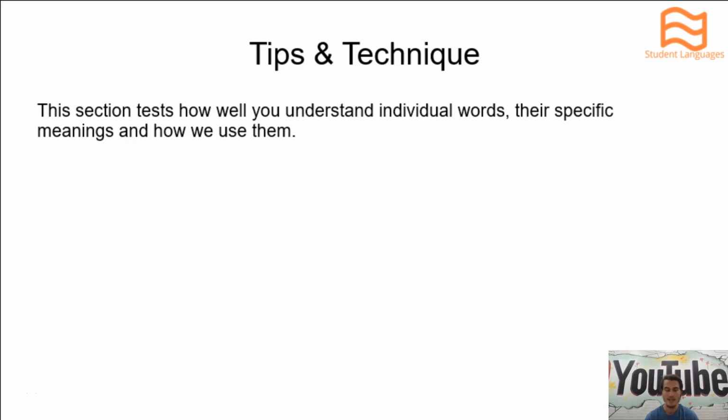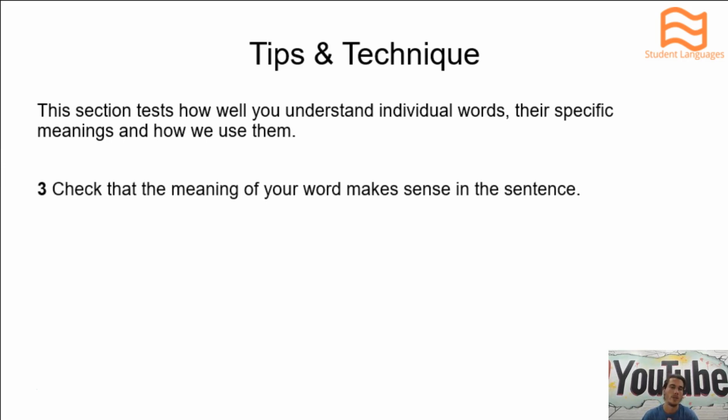Because this section tests how well you understand individual words, their specific meanings, and how we use them. So what you need to do is to make sure that your word fits with the words before. For example, if the word before is an article, then maybe you need to use an adjective if the word after the gap is a noun, or maybe you need to use a noun in the gap. So you really need to understand the different types of words that we have in English and how they work together. But not only this, you also need to have a good understanding of the specific meanings of specific words.